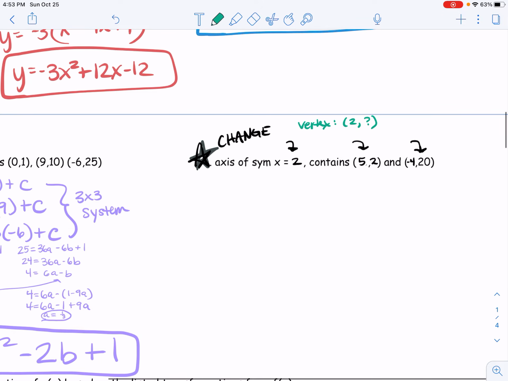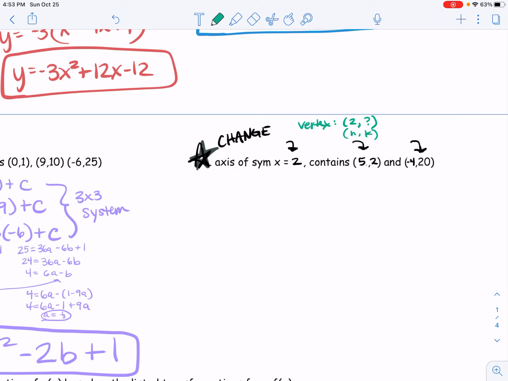And that is my h value and my k value, okay? Now I also have 2 points on this quadratic. Again, I don't know anything about them, just that they're on the quadratic. So I'm going to do another system. But this time, because I know my vertex pretty much is 2 comma something, I'm going to use these points and the value of h.